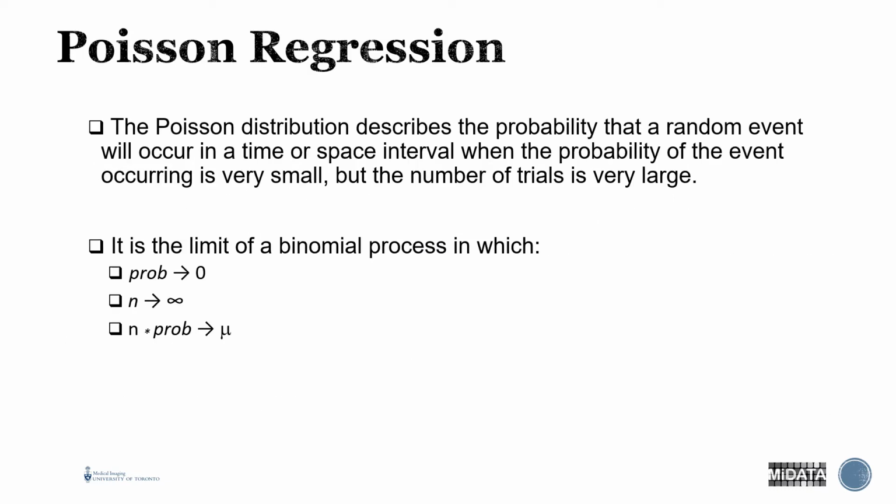The Poisson distribution describes the probability that a random event will occur in a time or space interval when the probability of the event occurring is very small, but the number of trials is very large. So the assumptions in the limit of the binomial process will be that the probability is approaching 0, the number of trials is approaching infinity, and the product of the number of trials and the probability is your mean mu.